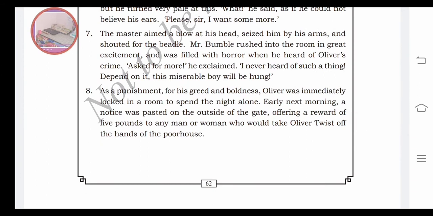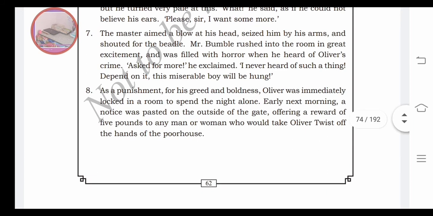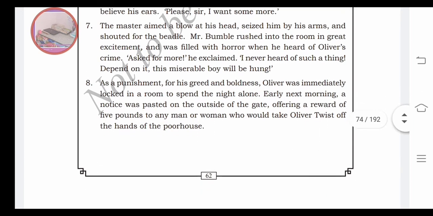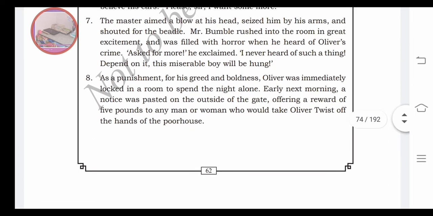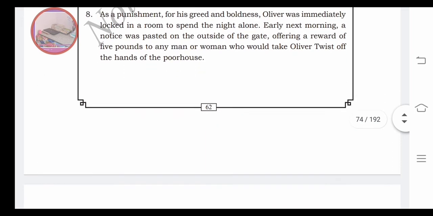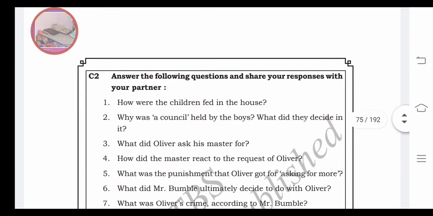In that they have mentioned those who will save Oliver Twist or take him out from the Poorhouse, we are going to offer 5 pounds, not 500 pounds, 5 pounds. This is very shocking, right? Who was there to give the 5 pounds to this orphan child?